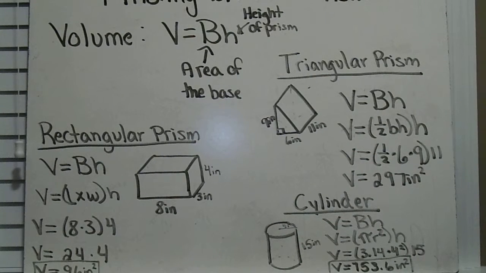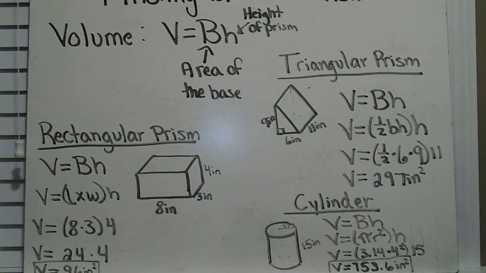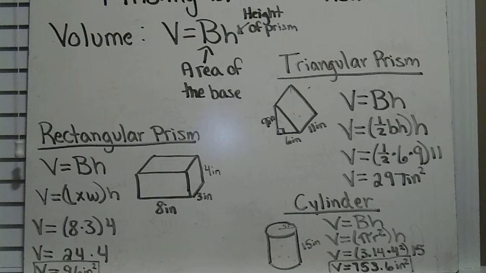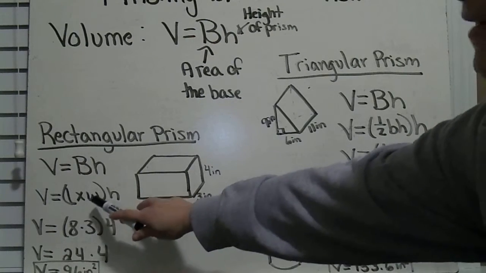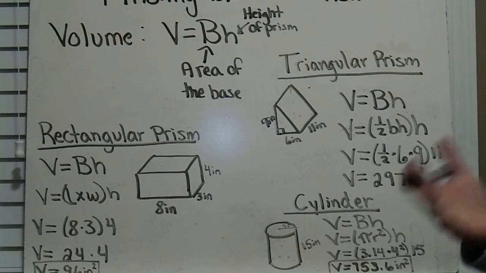Okay, so let's start with the rectangular prism. The rectangular prism is the easiest one, but when I see this rectangular prism, I know that my base shape is a rectangle. Therefore, when I am looking at my big B, which represents the area of the base, instead of big B, I can input length times width, because that is how I find the area of a rectangle. So area of the base is your length times your width, and then times the height of the prism.